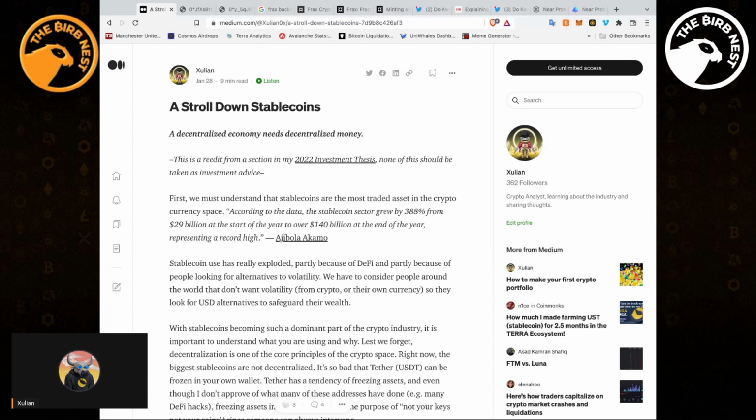We have to remember the total crypto market cap is actually much, much smaller than the total market cap of something like gold. And considering stablecoins are such an important part of DeFi and the crypto ecosystem as a whole, it's very important to understand what you're using when you want to escape volatility from prices.